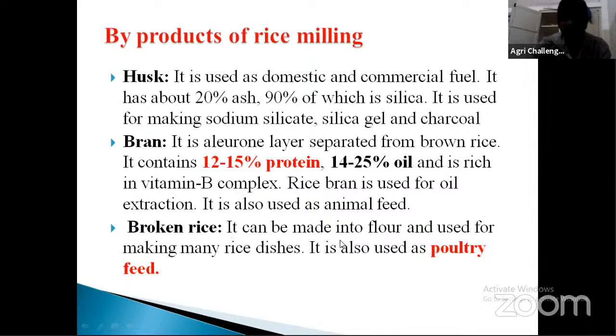Next one is broken rice. Broken rice can be made into flour and used for making many rice dishes. The main use of broken rice is that it is used as poultry feed, for poultry grain. These are the byproducts of rice milling: husk, bran, and broken rice.